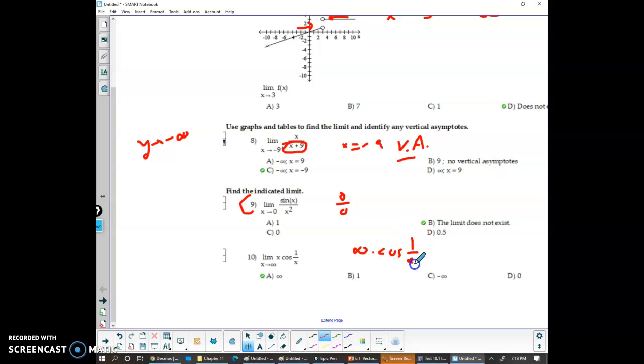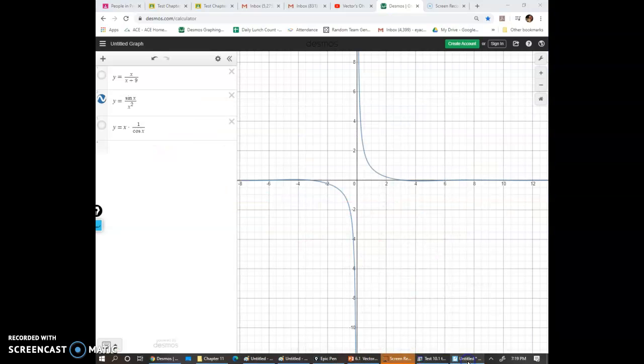All right, I don't know what cosine of 1 over infinity is, but it really doesn't matter, because what cosine does is it keeps on oscillating up and down, up and down. So you're taking something that's oscillating up and down, and you're multiplying it by infinity, so your answer has to be infinity. All right, now if you look at the graph, you can figure that out too.